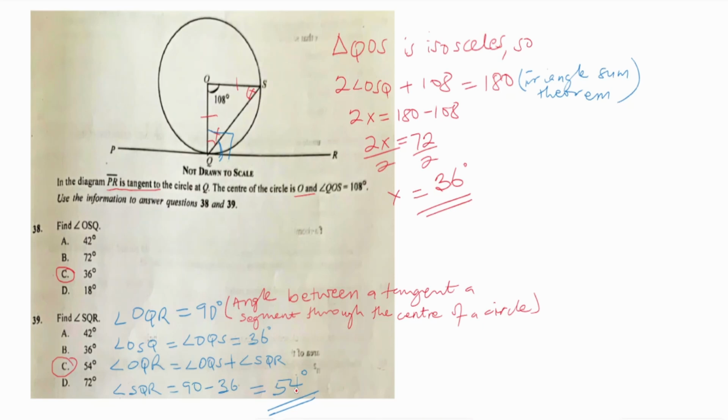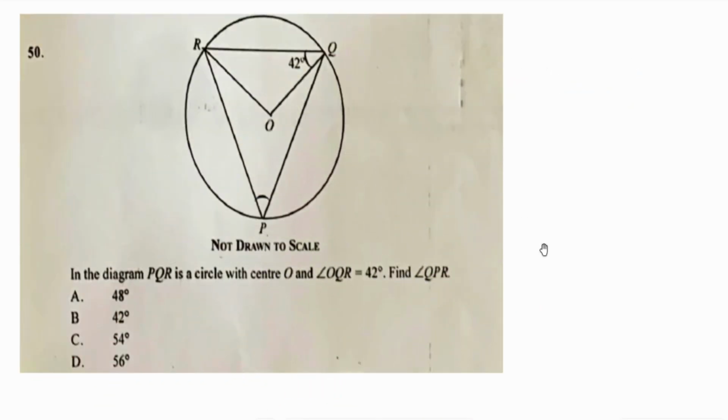Now let's take question 50, which is the last for this study. Question 50 still has a diagram which is not drawn to scale, and it reads that in the diagram PQR is a circle with center O and angle OQR is 42 degrees. Find angle QPR, and let's show that this is angle QPR.